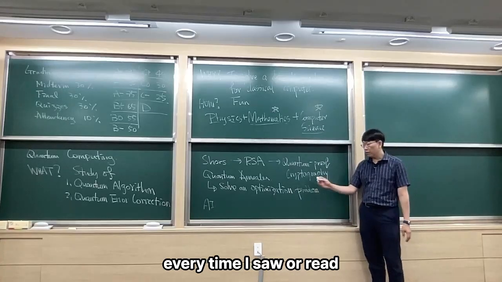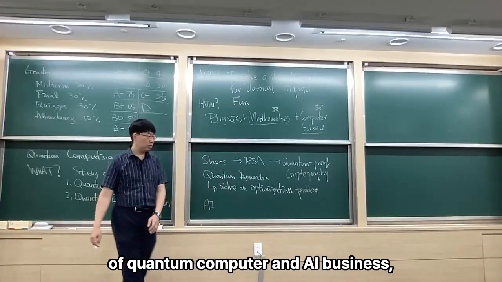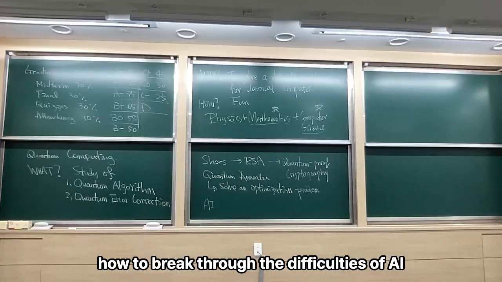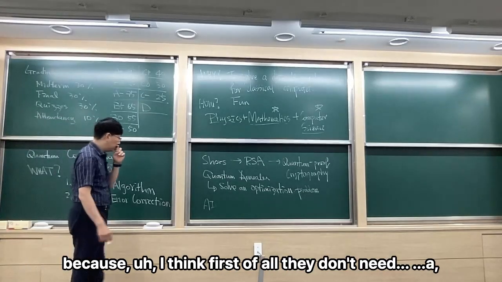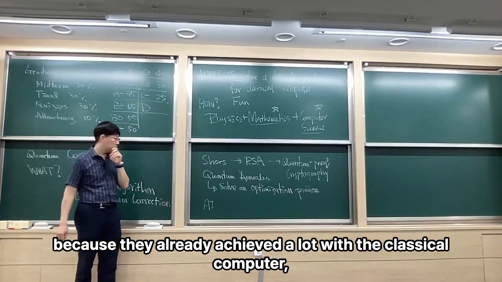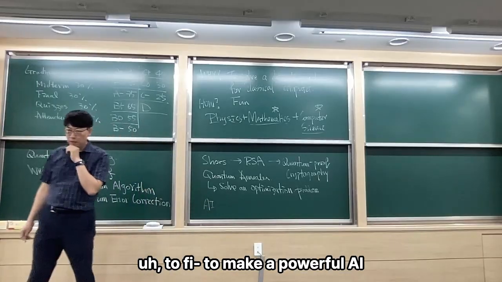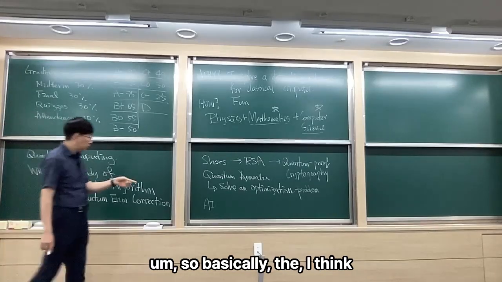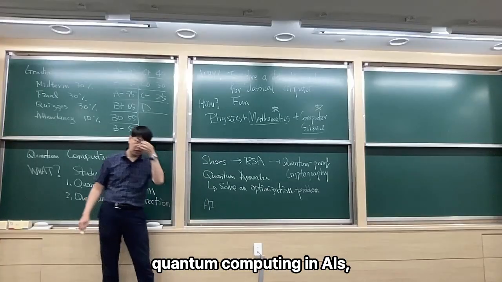as far as I know, every time I saw or read or listened about the application of quantum computers in the AI business, it doesn't really give a genuine idea of how to break through the difficulties of AI currently. Because I think, first of all, they don't really need quantum computing for AI, because they already achieve a lot with the classical computer to make the powerful AI that we can experience right now.